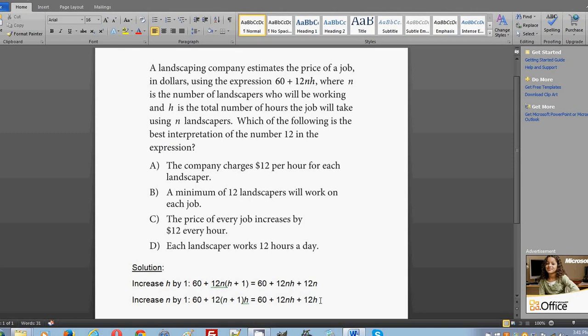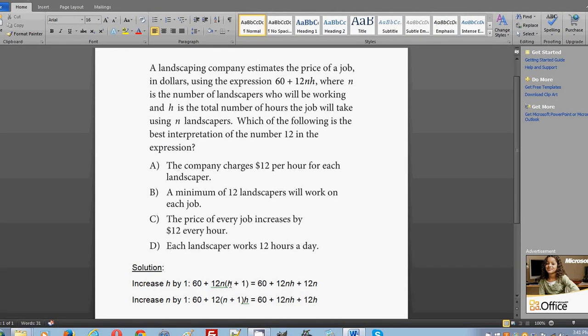That makes sense, because this one more landscaper that joined the task would have to work the fixed number of hours, just like all other landscapers. So that means he would get $12 per hour. Which makes sense, and so both of these equations we experimented with prove that the company charges $12 per hour for each landscaper.